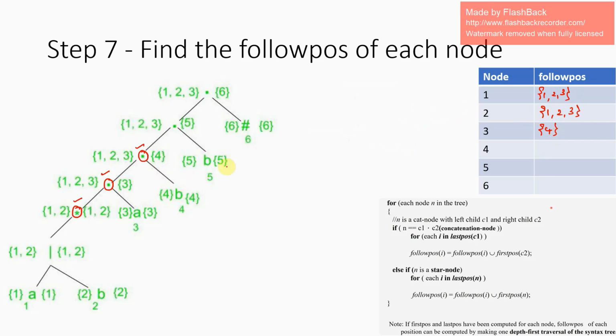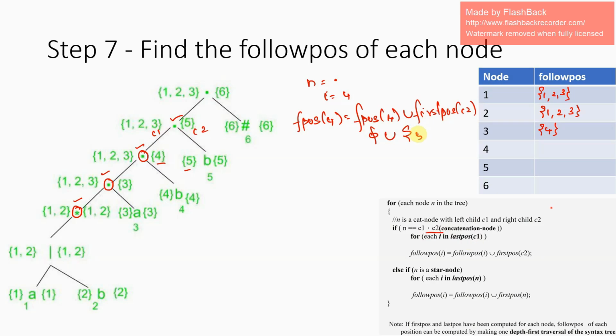Now moving to the next step, we are going to consider this node. Again, this is concatenation. Go with the same rule. Find the last position of C1. So last position of C1 is 4. So i is nothing but 4. We calculate what is the follow position of 4, which will be the follow position of 4 union first position of C2. So C2's first position is 5. So this is empty union with 5. So the follow position of node 4 is 5.